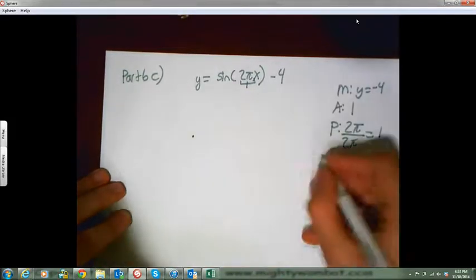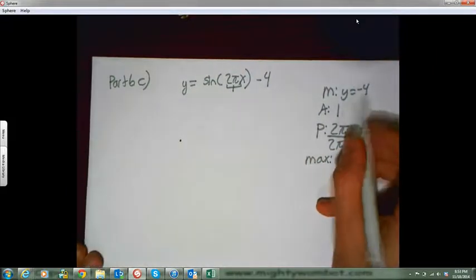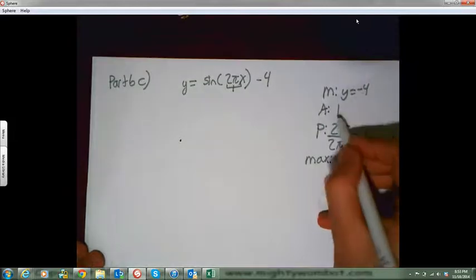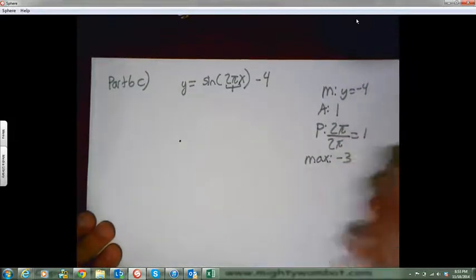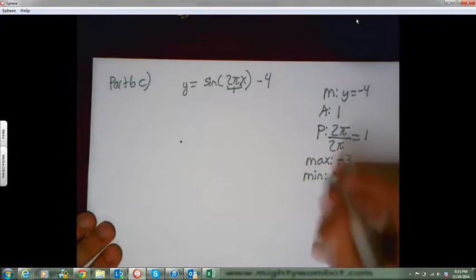Let's find the max. Remember, the max is from the belt. The midline is the belt to the head. So belt, -4 to the head, +1, -3. Minimum, belt, -4 to the shoes, -1, so -5.